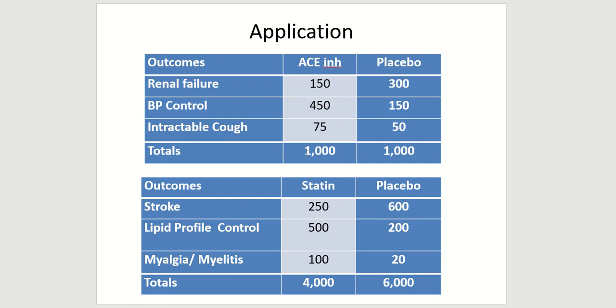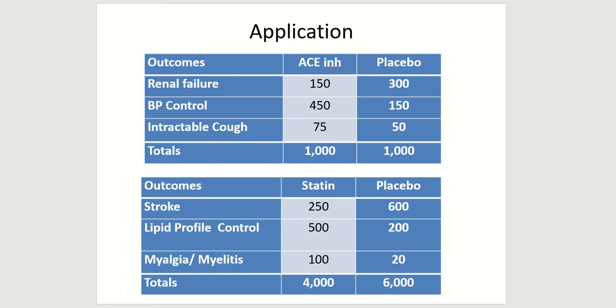Okay, so this is the total exposed, total treated, the total non-treated, and over here you have the outcomes occurring in the treatment and the outcomes occurring in the control or in the non-treated. And therefore, if you want to calculate the incidence, you just have to take the 150 over 1000 for the renal failure versus 300 over 1000. Now since it's 1000 you can see that for renal failure, ACE inhibitor is reducing the risk from 300 to 150 per 1000.